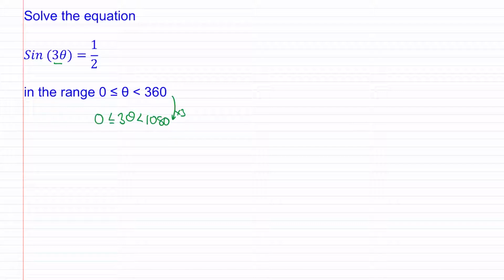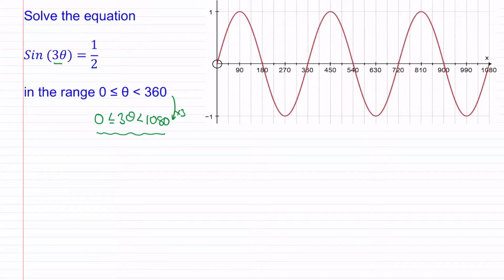So now I'm going to plot sine of 3 theta within this range. So here we have the graph of y is equal to sine 3 theta. The next thing we need to do is, we're being told that this is equal to a half. So we need to find out the first angle at which this becomes 1/2.